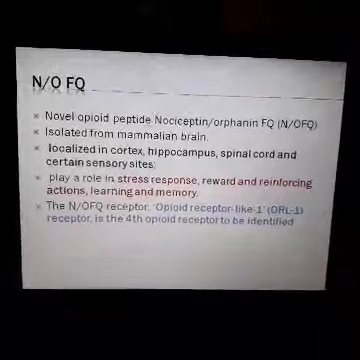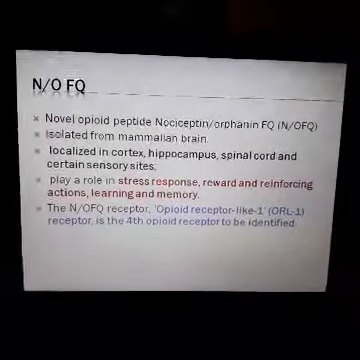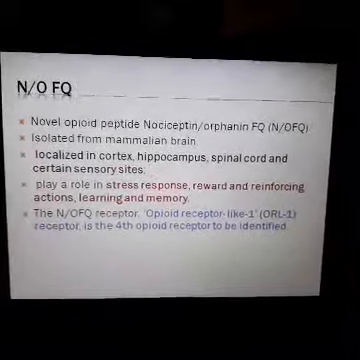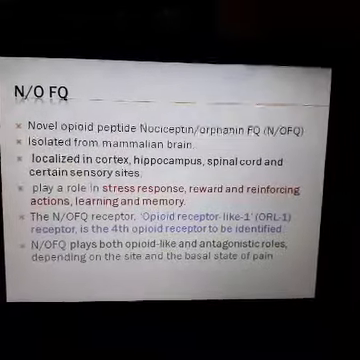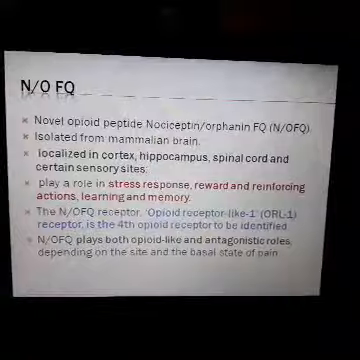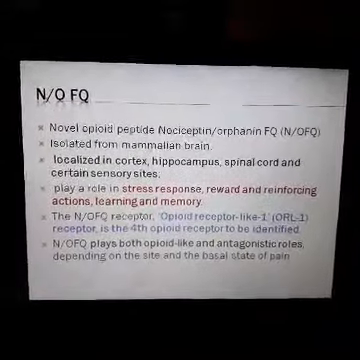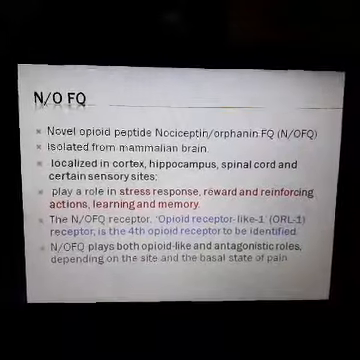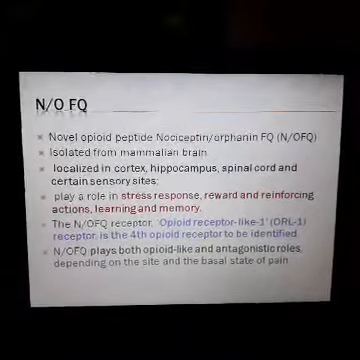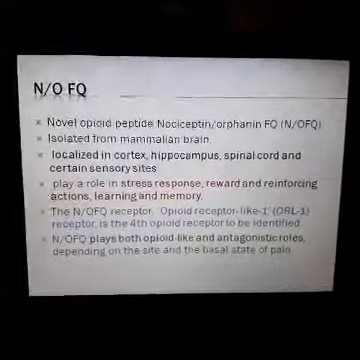So this N/OFQ receptor is called opioid receptor like 1. It is also called the fourth opioid receptor to be identified. In short, it is called ORL1, opioid receptor like 1. It plays both an opioid-like as well as an antagonistic role depending on the site and basal site of the pain. So N/OFQ is also an endogenous opioid, and its receptor is ORL1, opioid receptor like 1.